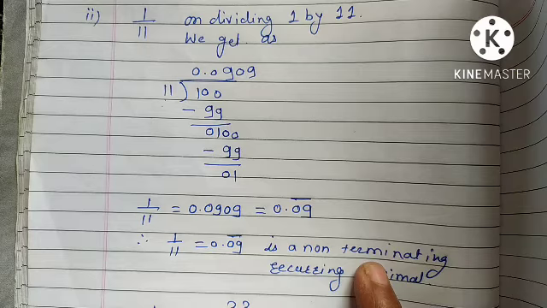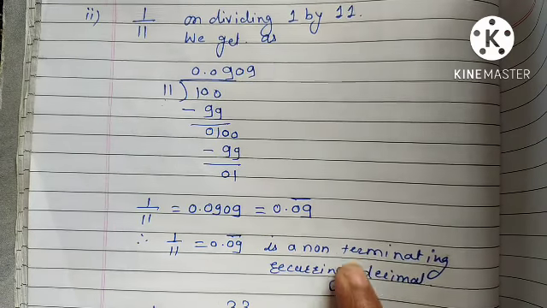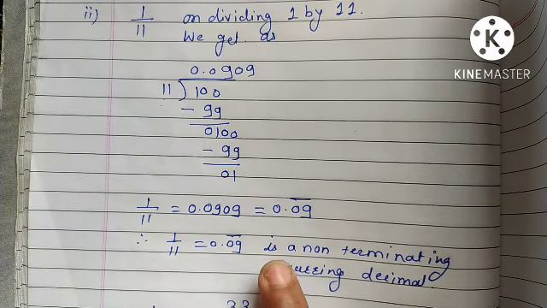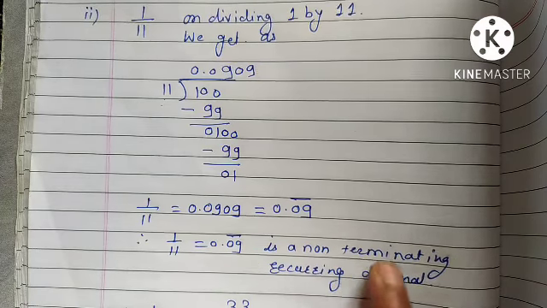This decimal expansion of 1 upon 11, which is 0.09 recurring bar, is a non-terminating recurring decimal. Why non-terminating? Because the division process will be continuous and the group of 09 will be repeating again and again. Therefore 1 upon 11 is equal to 0.09 recurring, a non-terminating recurring decimal.